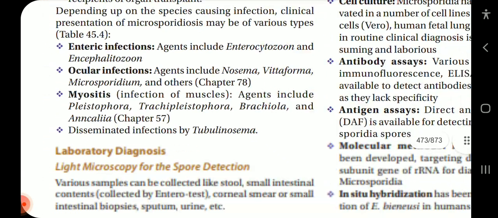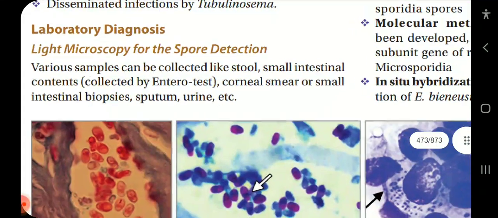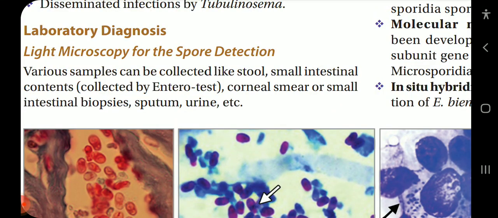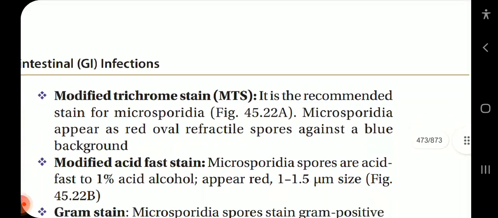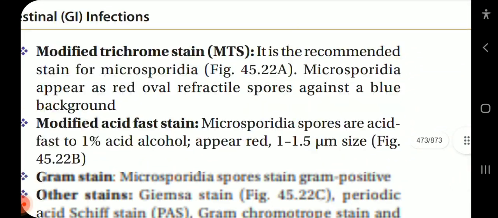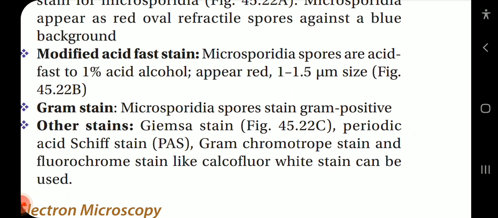Okay. Now coming on to the lab diagnosis: light microscopy for spore detection. Various samples can be collected, like stool, small intestinal contents collected by Entero-Test, corneal smear, small intestinal biopsies, sputum, urine, etc. Modified trichrome stain (MTS) is the recommended stain for Microsporidia. Microsporidia appear as red oval refractile spores against a blue background.